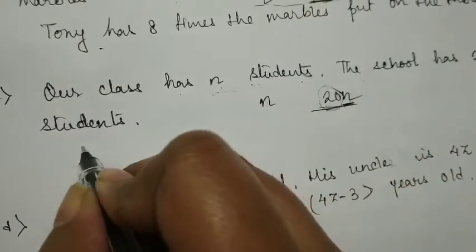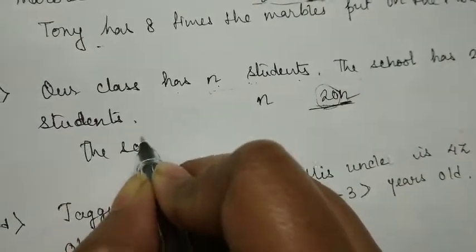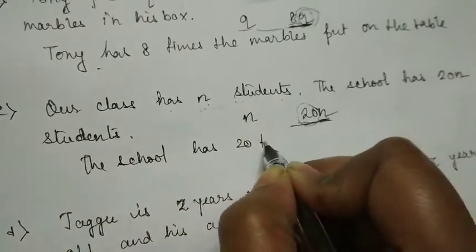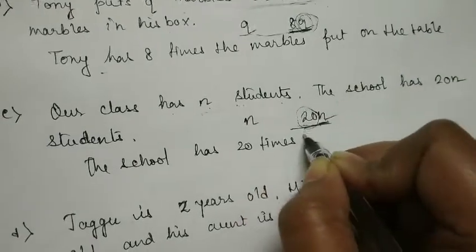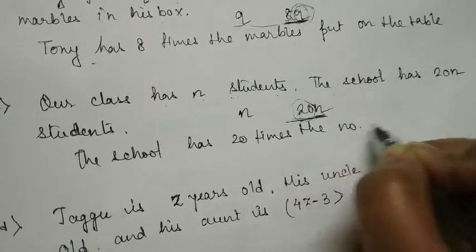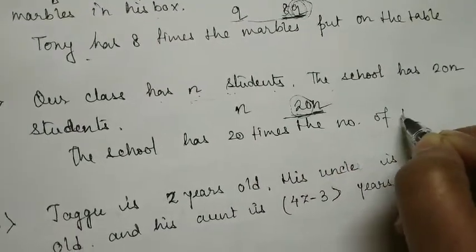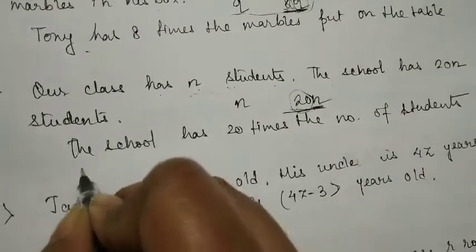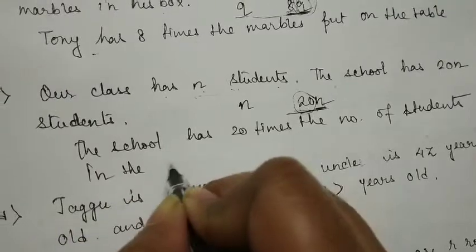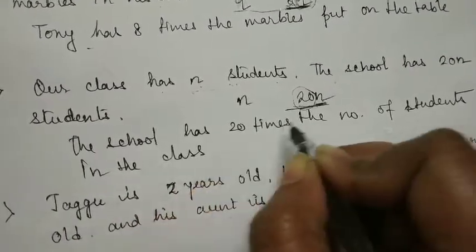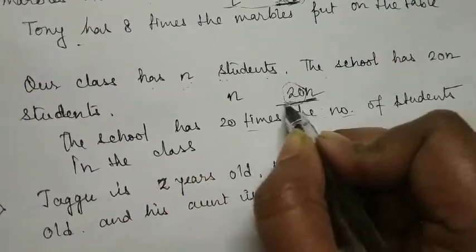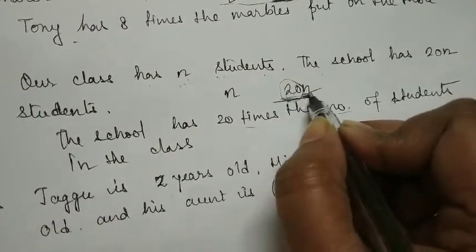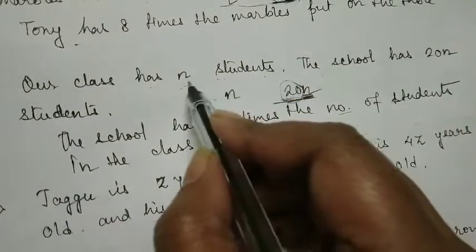So we will write the school has 20 times the number of students in the class. 20 times the number of students. Here it is 20n. 20n means 20 times the number of students, because the number of students is n here.